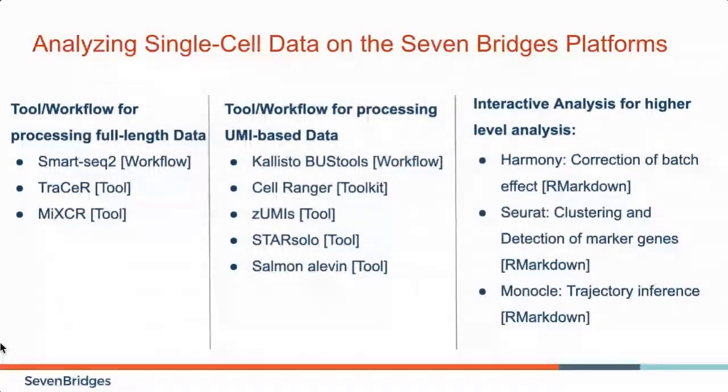We have 3 separate analyses created as R Markdown notebooks, which can be used to perform correction of batch effect using the Harmony R package, clustering and detection of marker genes that is based on the Seurat package, and trajectory inference based on Monocle. All of these notebooks use the results that are produced with the tools and workflows that we already mentioned.